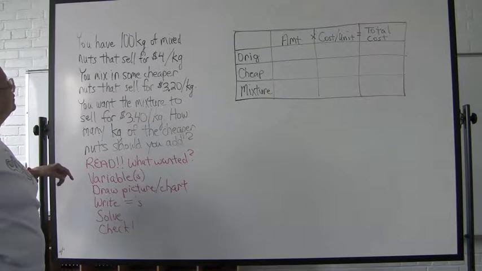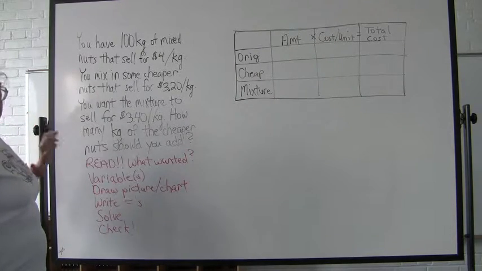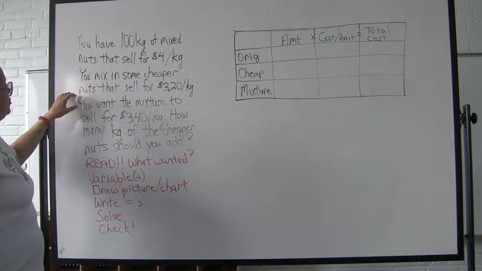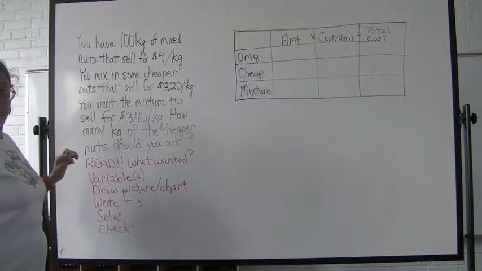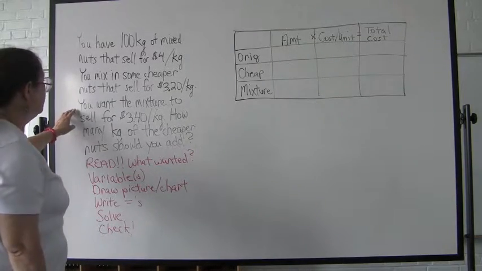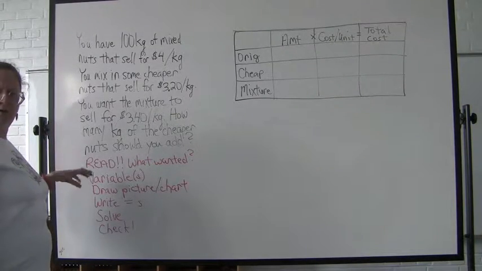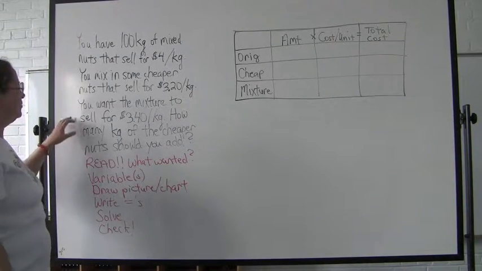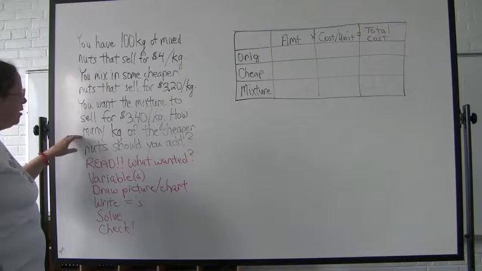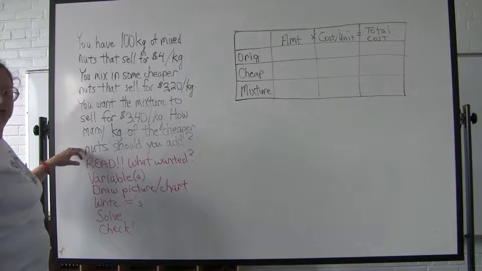So you have 100 kilograms of mixed nuts that sell for $4 a kilogram. You mix in some cheaper nuts that sell for $3.20 a kilogram. You want the new mixture to sell for $3.40. So you're trying to drop the price a little bit, okay, by mixing in the cheaper nuts. How many kilograms of the cheaper nuts should you add?